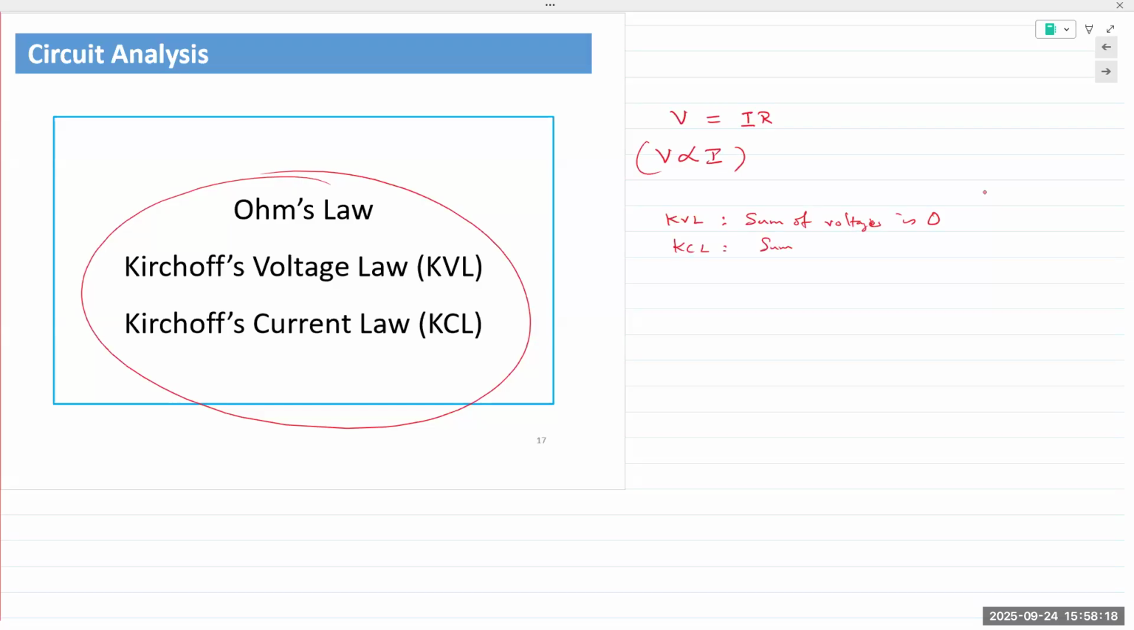KCL, sum of currents is 0. Well, sum in the sense, if you add up the currents at a junction or a node, some are entering and some are leaving. Typically, the way I write my KCL expressions is I have an equal to sign, and I would say all currents entering on the left side, and all currents leaving on the right side. And I have my KCL expression. As easy as that.